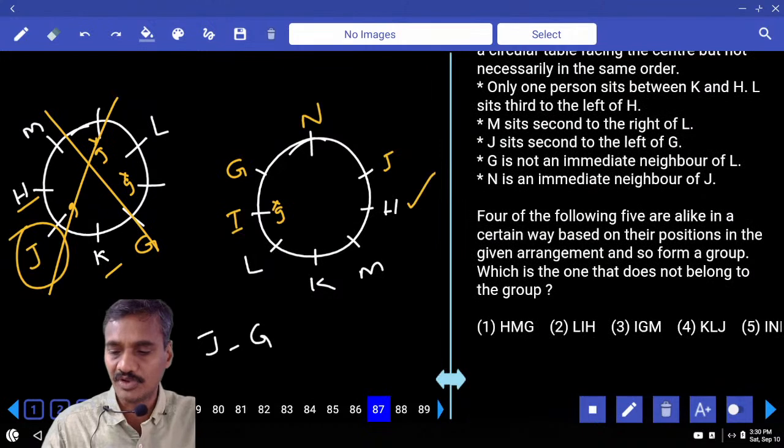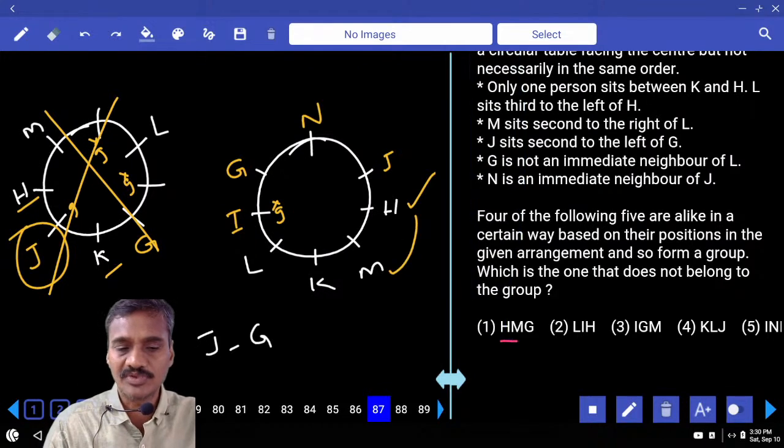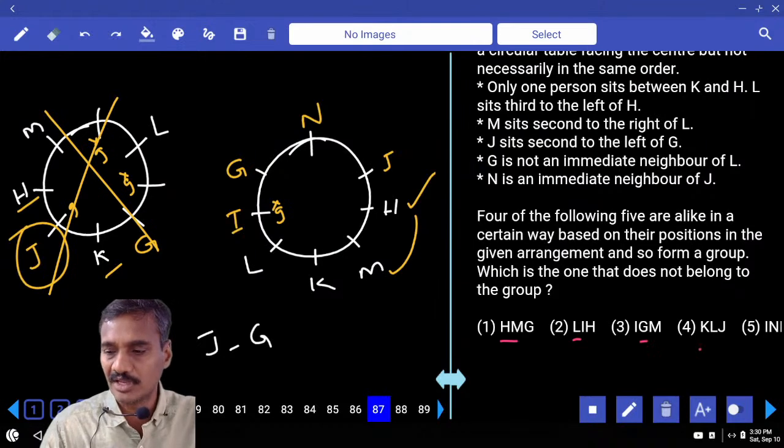87, 4 out of the following. H, M and G: H's immediate left, opposite is G. And next one, L and I: L's immediate left, I opposite is H. I and G: I's immediate left, opposite is M. K's immediate left, L opposite.